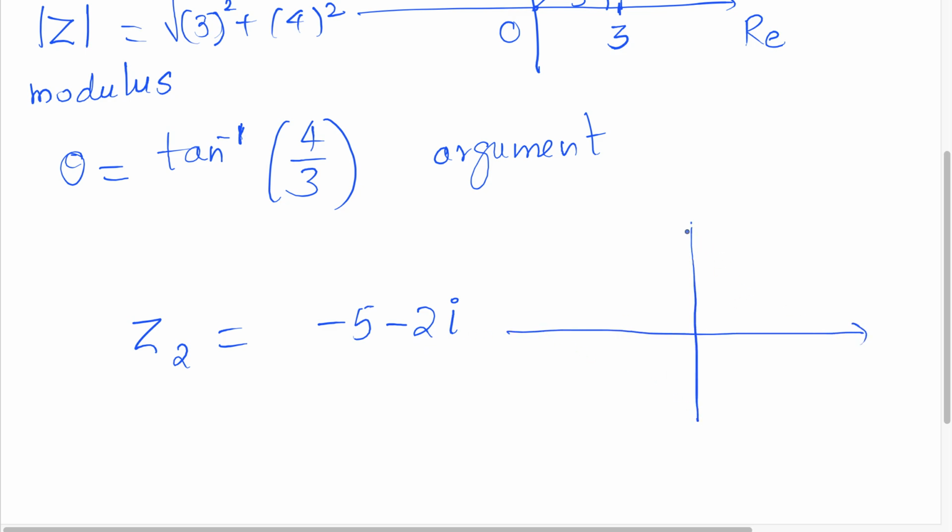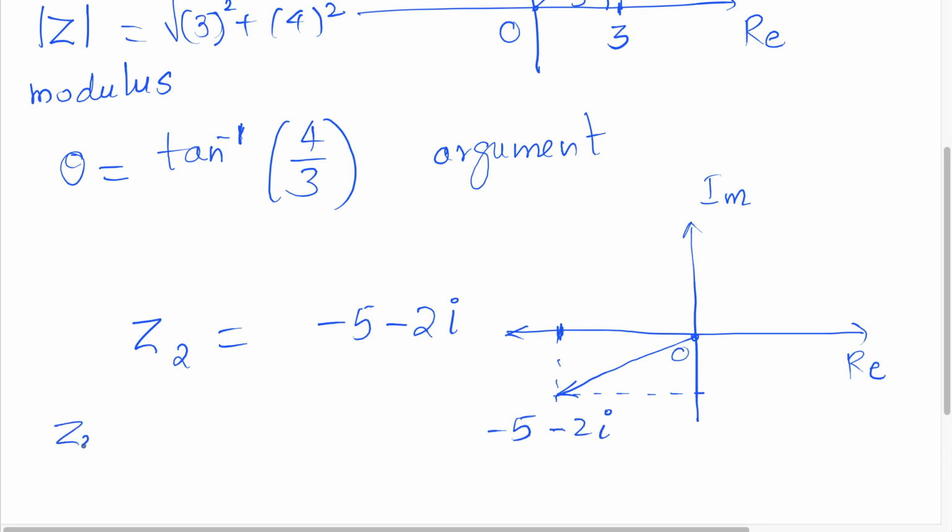Same like our quadrants, which used to work in first, second, third, fourth quadrant, we similarly have a relation. If the right side of the origin is positive real numbers, then the left side is negative real numbers. Above the real axis are positive imaginary numbers, and below the real axis are negative imaginary numbers. So minus 5 minus 2i will be 5 units to the left of the origin and 2 units below the origin, and that's where my number minus 5 minus 2i is.